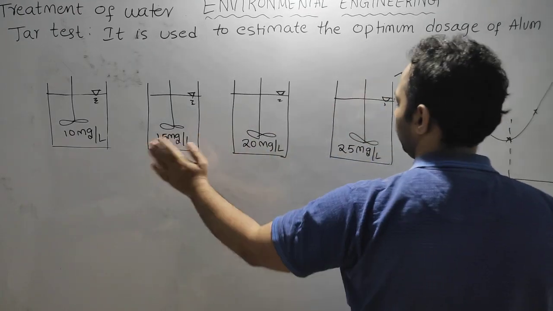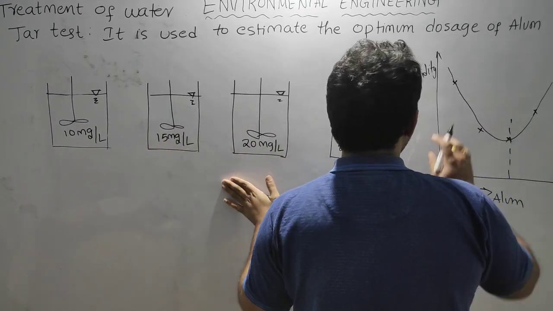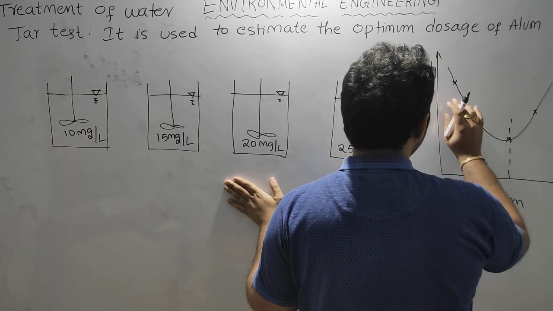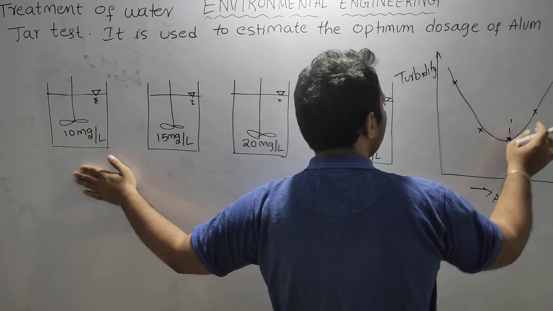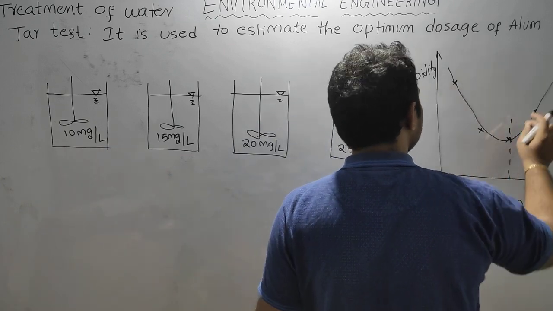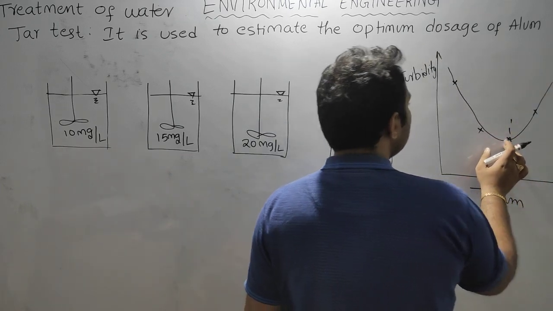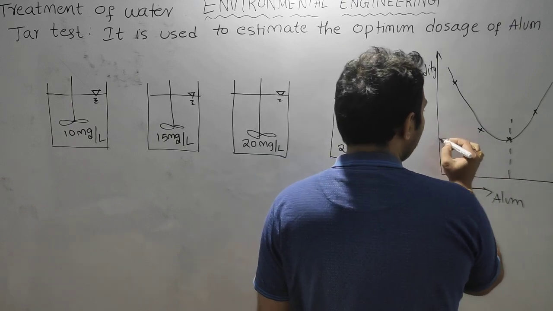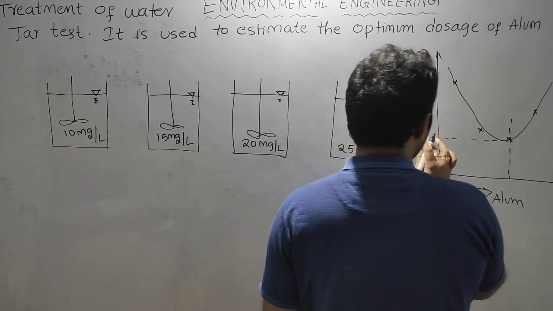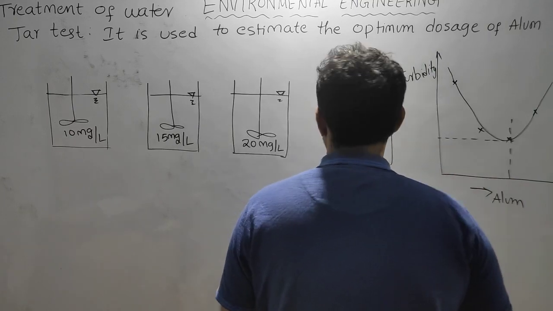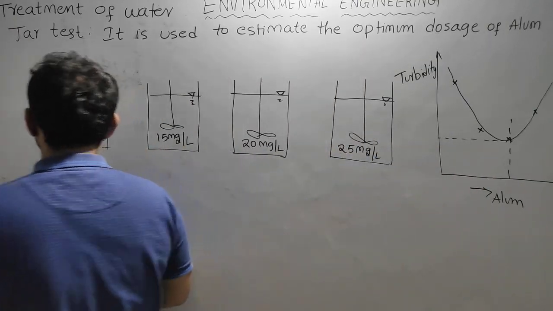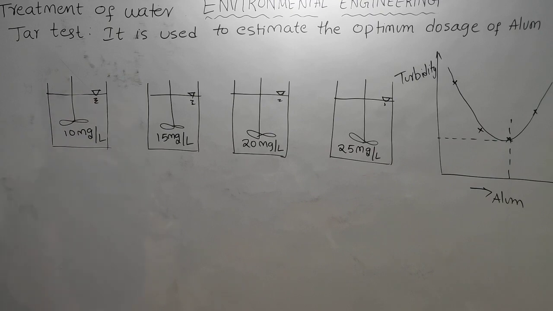Using this jar test, we will plot the turbidities of the different concentrations. If you connect the points, you will get the least point of that graph, where you get the least turbidity. That corresponding dosage of alum is called the optimum dosage of alum. That is why we use this jar test.